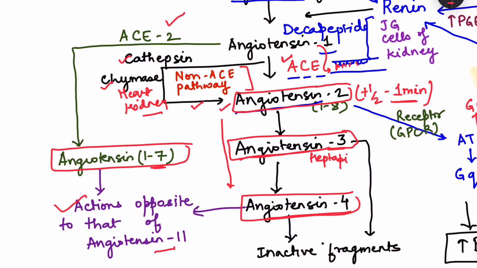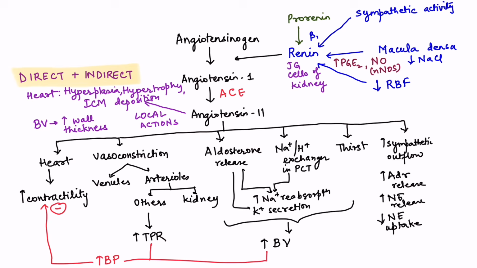Yes, opposite actions. Okay. So what are the actions of angiotensin 2? The actions of angiotensin 2 are varied. Ultimately, the main action is to increase the blood pressure. We will see that all these effects happen such that ultimately the blood pressure increases. Okay. So first is vasoconstriction. We'll come to the heart later. First is vasoconstriction, and the vessels on which it acts are venules and arterioles. On both it causes constriction.